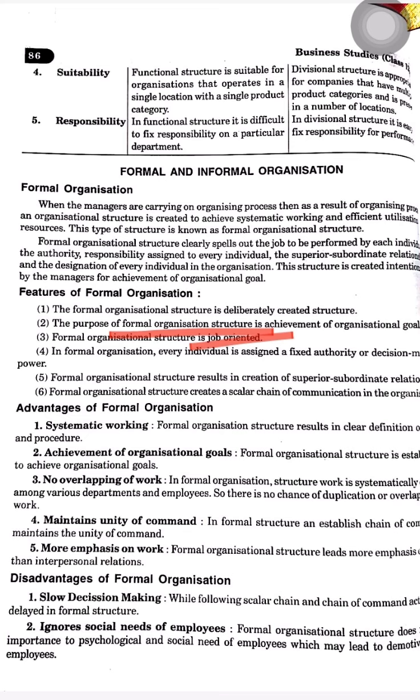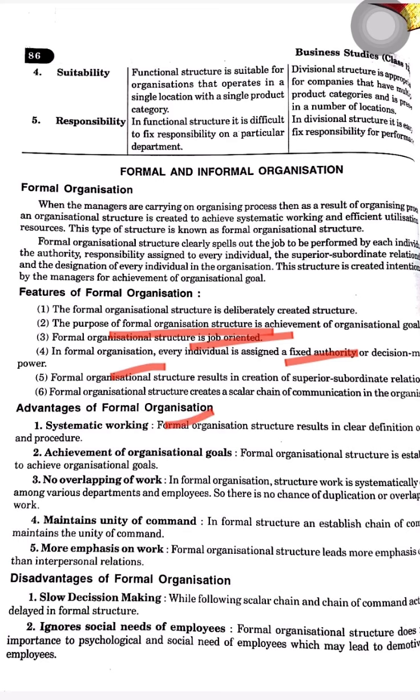Then in formal organization, every individual is assigned a fixed authority. Means in this type of organization, every individual person is given a fixed authority, a fixed work, and that particular responsibility will be completed by them.